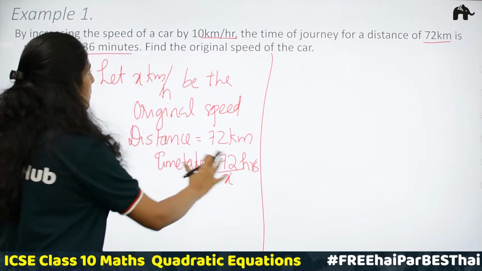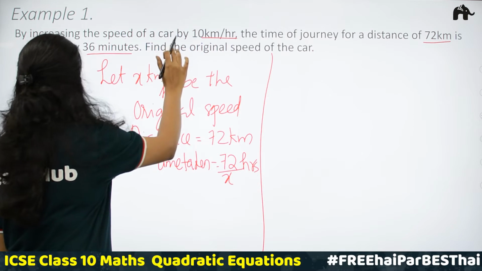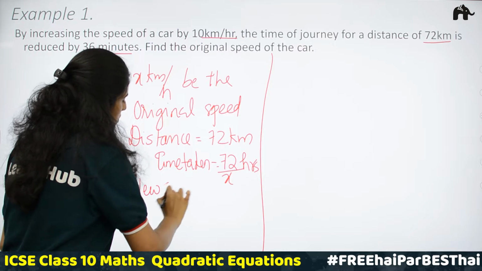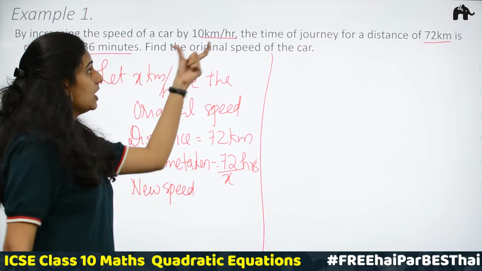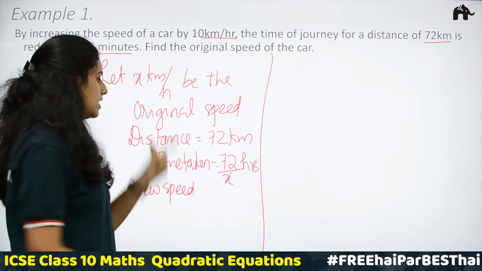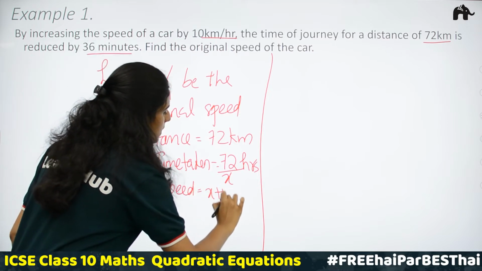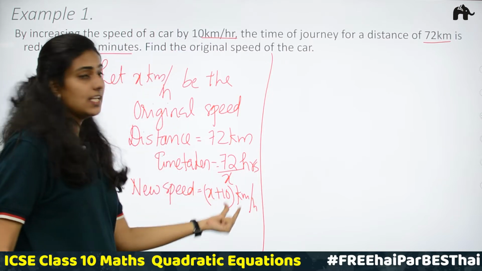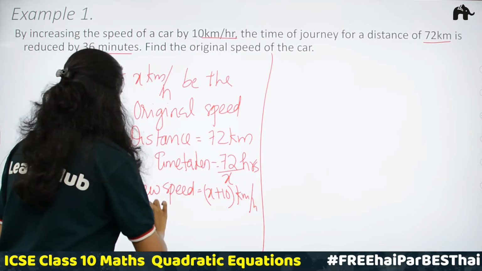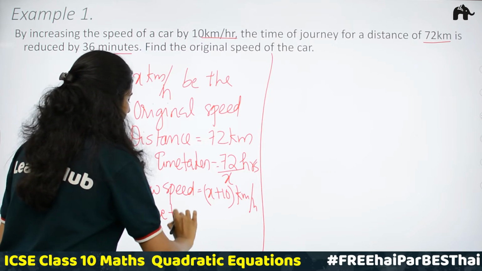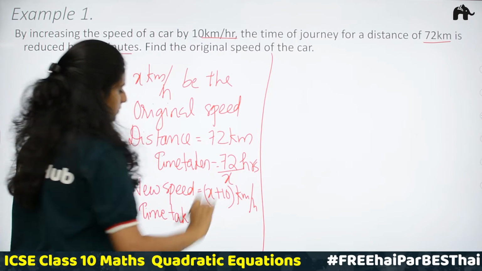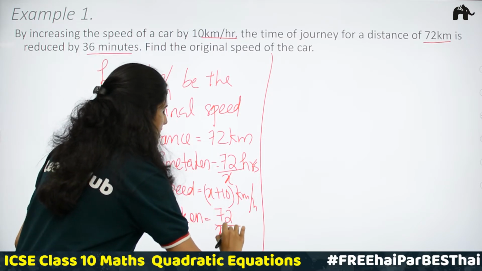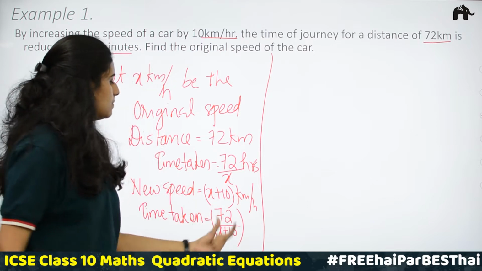Now, what happens? The speed of the car is increased by 10 kilometer per hour. Then what is the new speed? New speed is 10 kilometer per hour greater than the original speed, which is equal to x plus 10 kilometer per hour. Then what is the time taken? Distance will remain the same. Time taken will be equal to distance divided by the speed, 72 divided by x plus 10 hours.